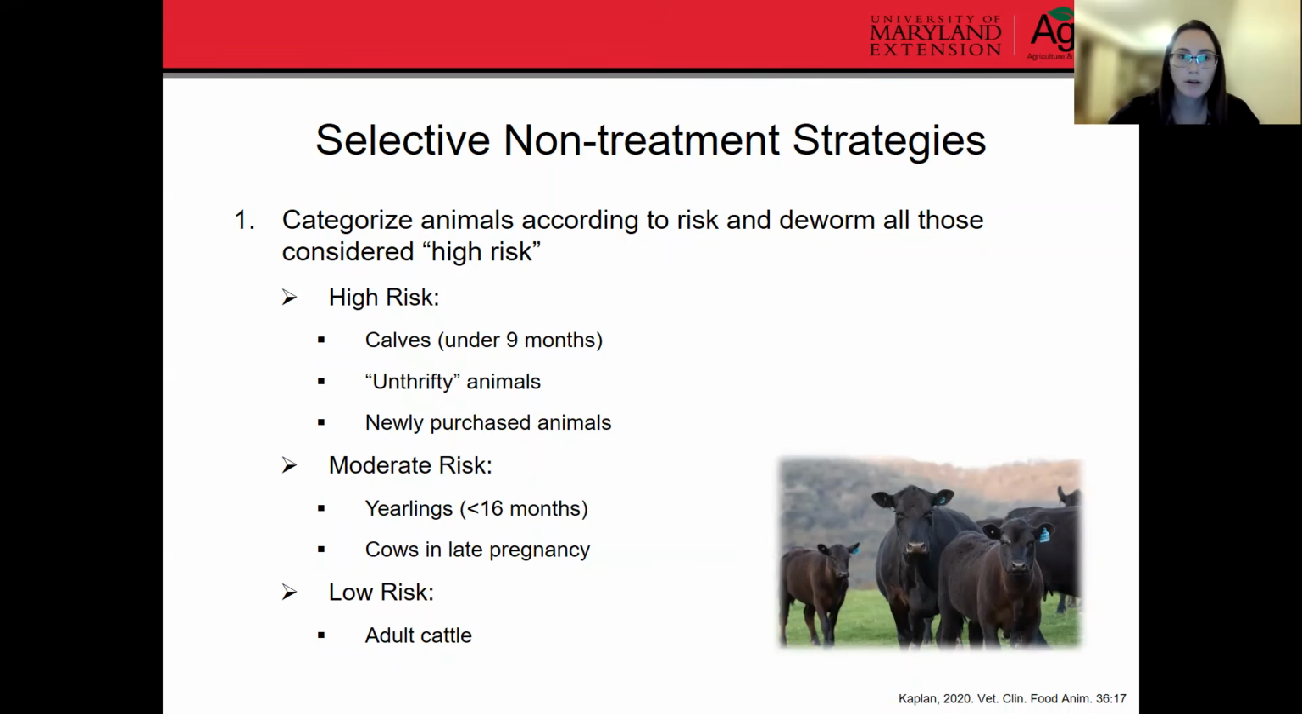So we could categorize our animals according to risk and just deworm all those considered high risk. So for example, just deworm all of your calves and just leave your cows untreated. That's pretty easy, but it's not super intensive in terms of maintaining that refugia population and slowing dewormer resistance.